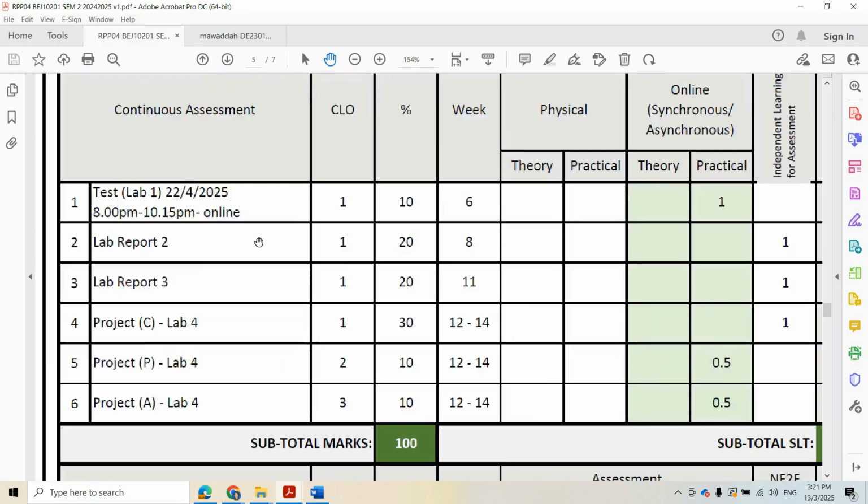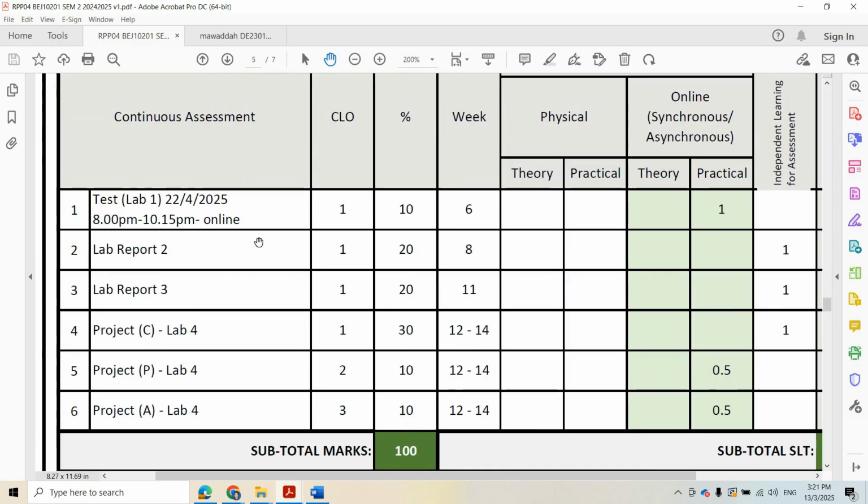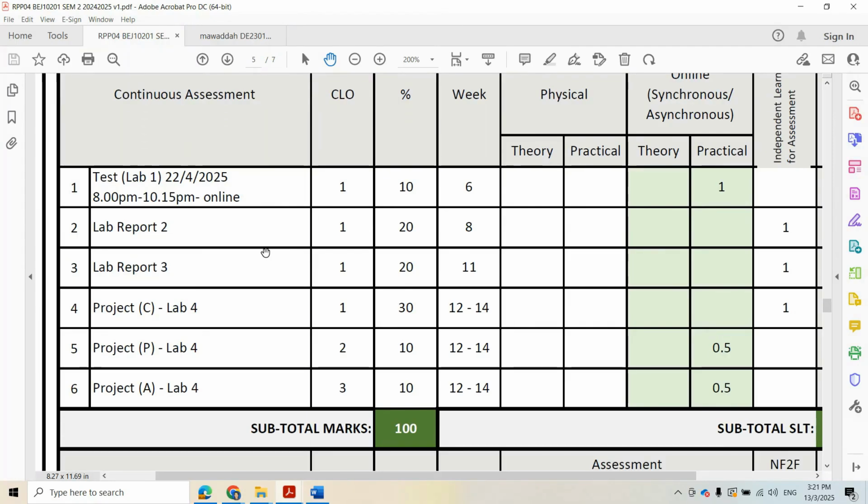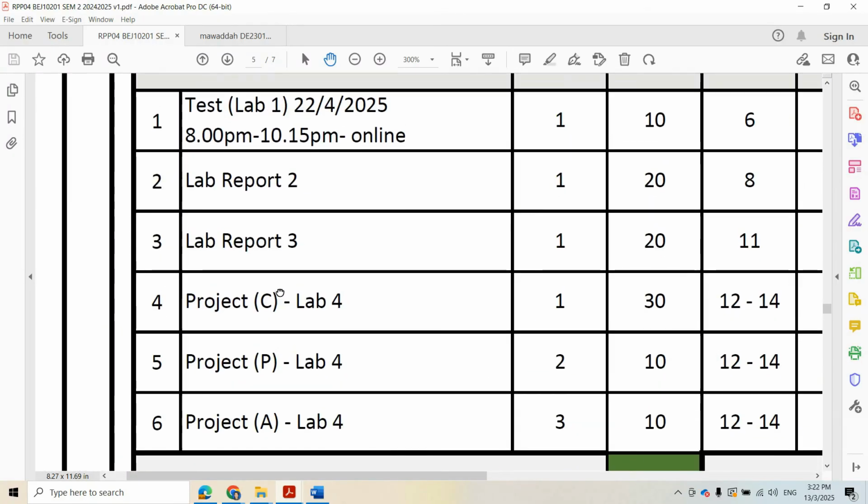So this is something very important that you have to know. This is your assessment. Assessment means how I'm going to evaluate you. The total assessment will be 100%. You will be given the following tasks here. There are six tasks.